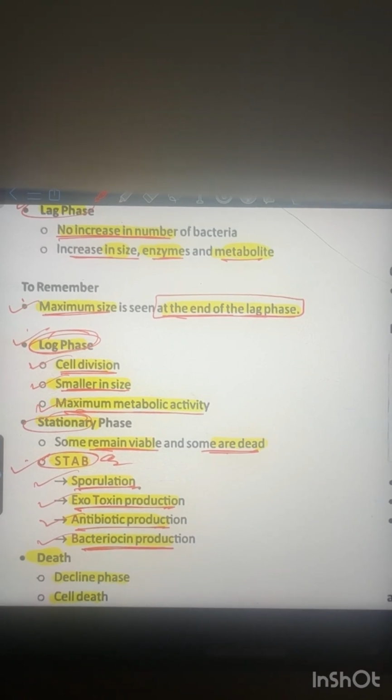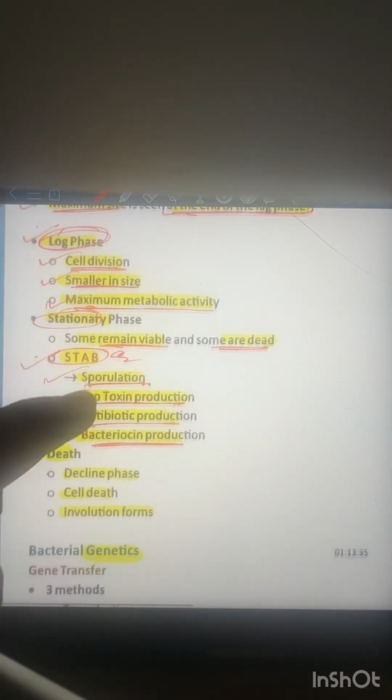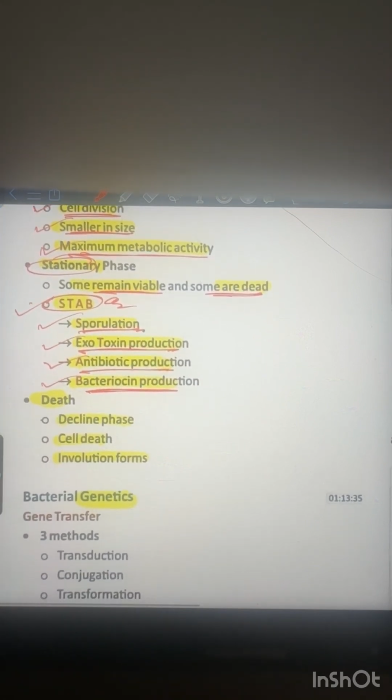And after that, of course, the bacterial count will go down. Why? Because the bacteria has started dying. Either cell death has occurred or involution has occurred. That is why the count is going down.